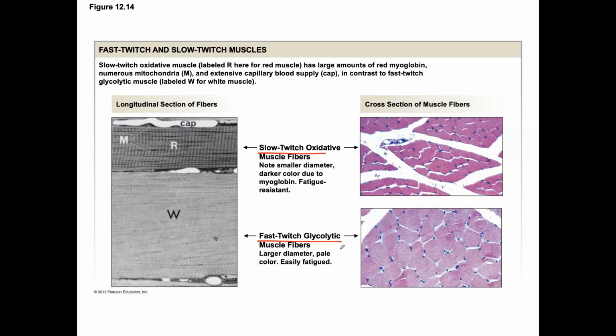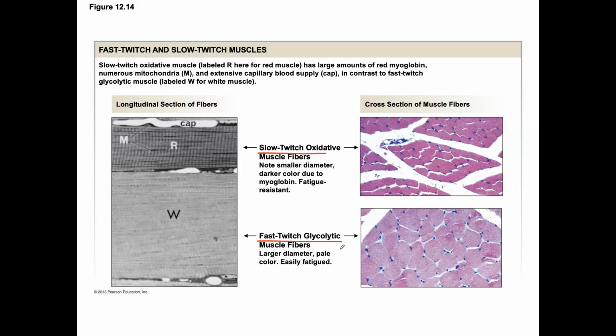Oftentimes, those type 2A cells, or fast twitch oxidative glycolytic cells, are referred to as intermediate cells. And those intermediate cells have the most plasticity of the cells. We see those cells transitioning based on training into either the slow twitch variety or the faster twitch glycolytic variety, depending upon what type of exercises you're performing on your musculature.